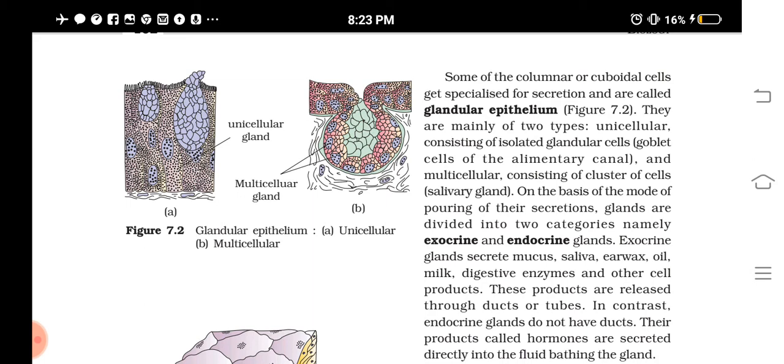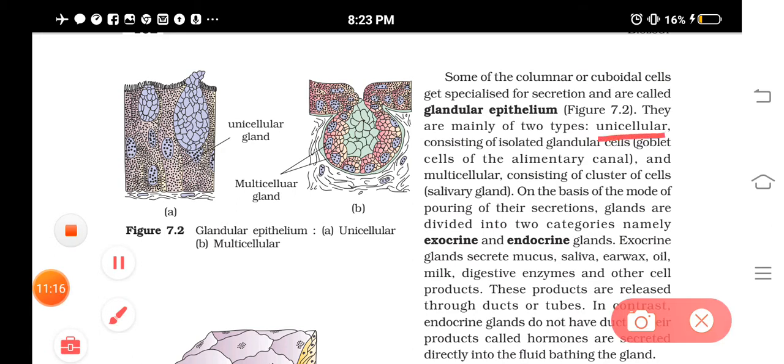This glandular epithelium is of two types. What are they? Unicellular. They consist of what? Isolated cells. They are not forming a gland like structure, but each individual cell is able to produce the secretion. Example is what? Goblet cells of the alimentary canal.